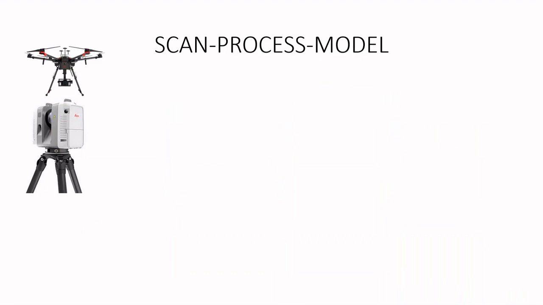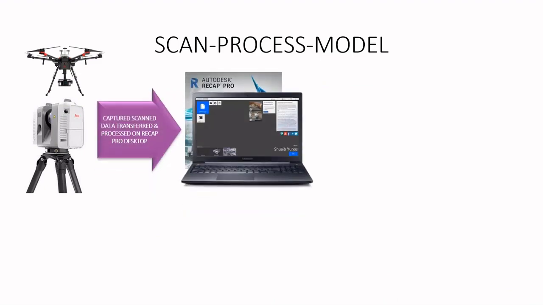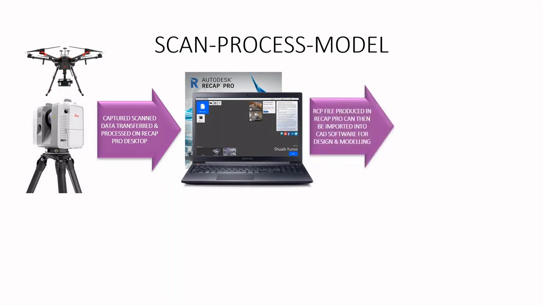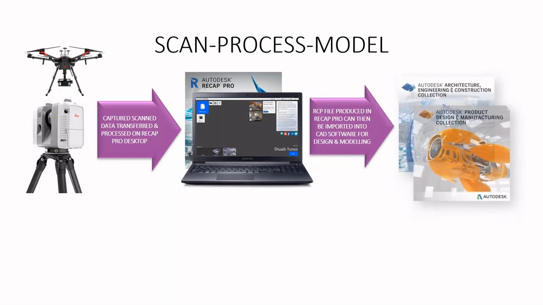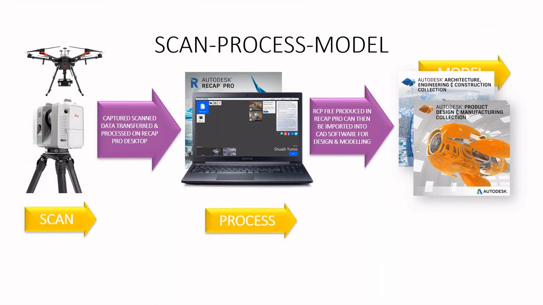So again, if you want to have a picture overview of the process, the scan will be done using whatever hardware you prefer. This captured data then is brought into Autodesk ReCap Pro on the desktop, where it is processed, and the deliverable being an RCP file. And once that RCP file is produced, it can then be imported into the architecture, engineering, construction collection like you've seen before, or if you are in the product design and manufacturing space, those tools there, right? So scan, process, model.